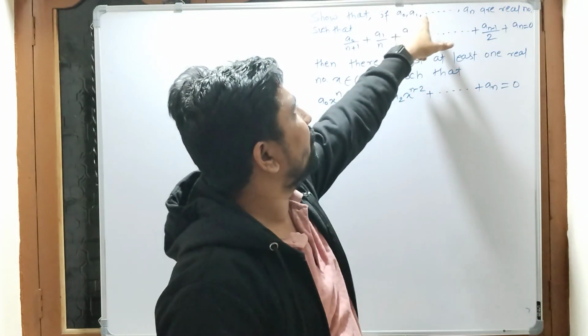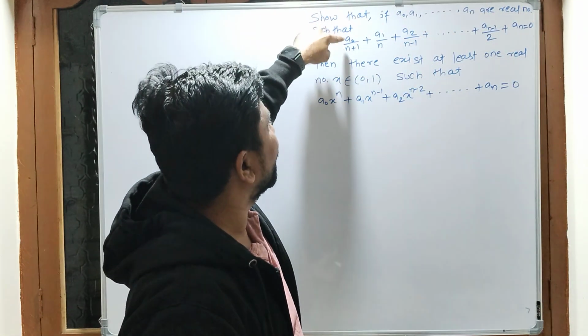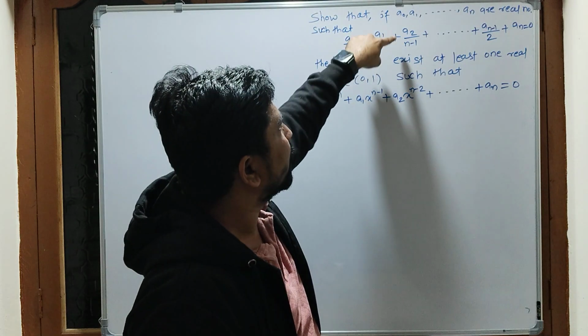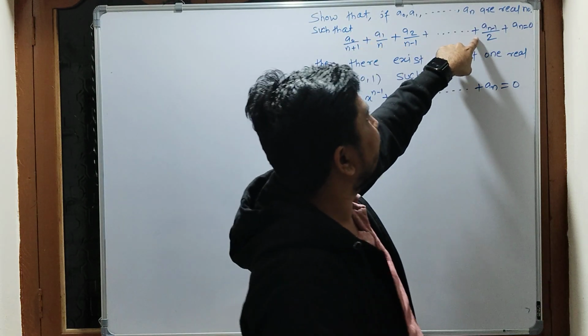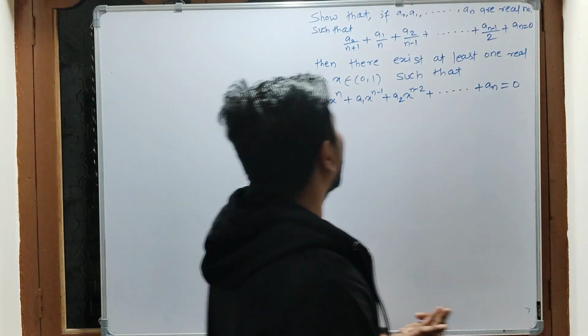Show that if a0, a1 up to an are real numbers satisfying this condition, a0 by n plus 1 plus a1 by n plus a2 by n minus 1 plus dash up to an minus 1 by 2 plus an equal to 0. This is the given information.